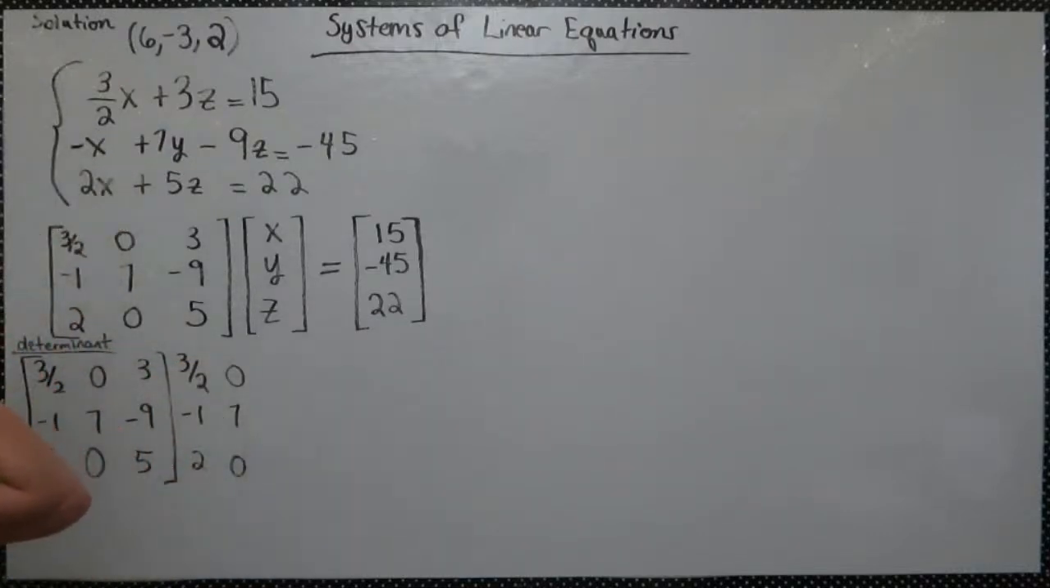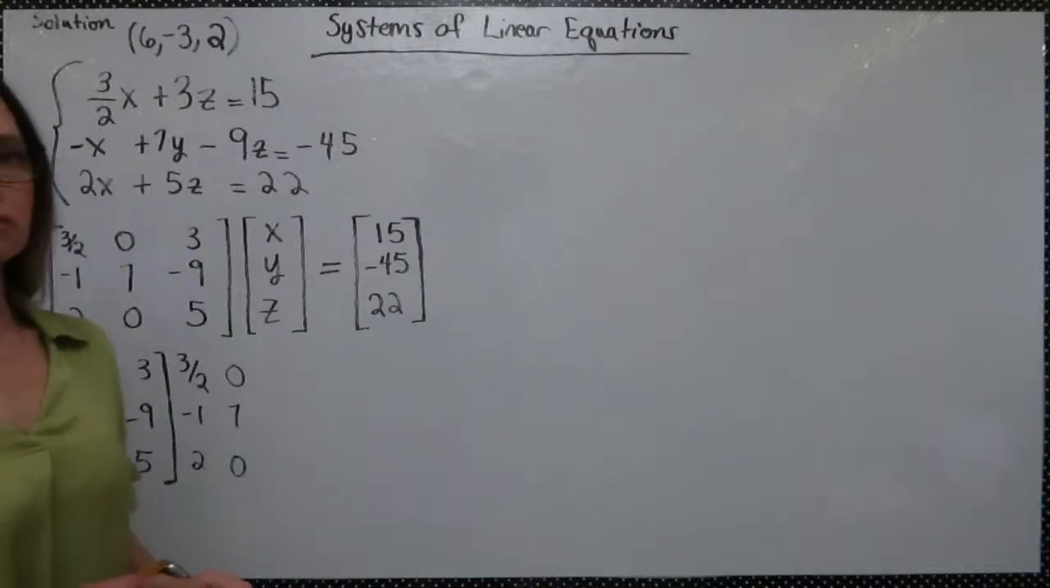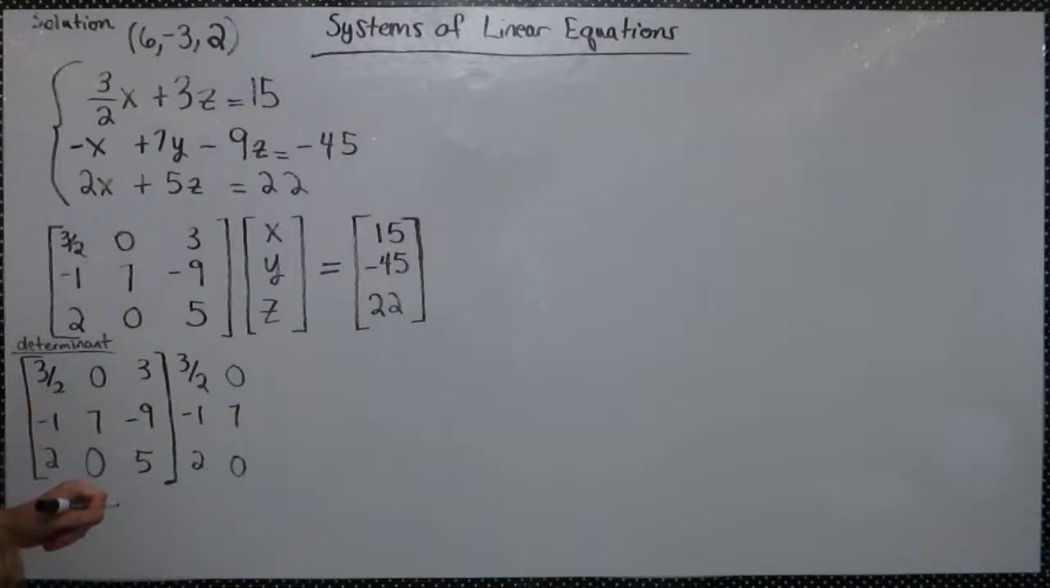I'm calculating this determinant first because if you calculate your determinant and you get 0 for your determinant, then you can't use this method to solve it. It doesn't mean there's no solution necessarily. There may be a solution, it just doesn't have an inverse. So there's other methods of solving the system, you just can't use this one. We also need the determinant per the formula for solving this way, so we might as well do it first.